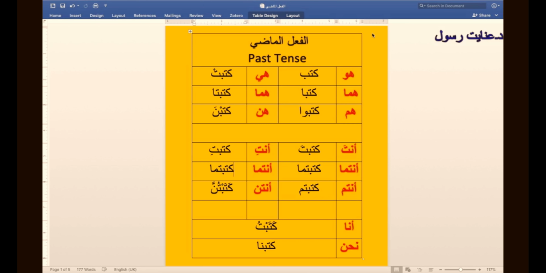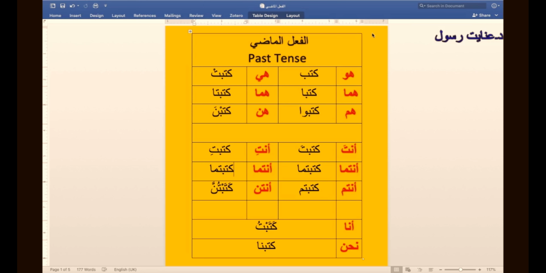Today we'll learn about al-fi'l al-mudari, the verb that denotes the present as well as the future tense. We have seen that in the past tense we suffix some letters to the basic root of the verb in accordance with the person performing the action.